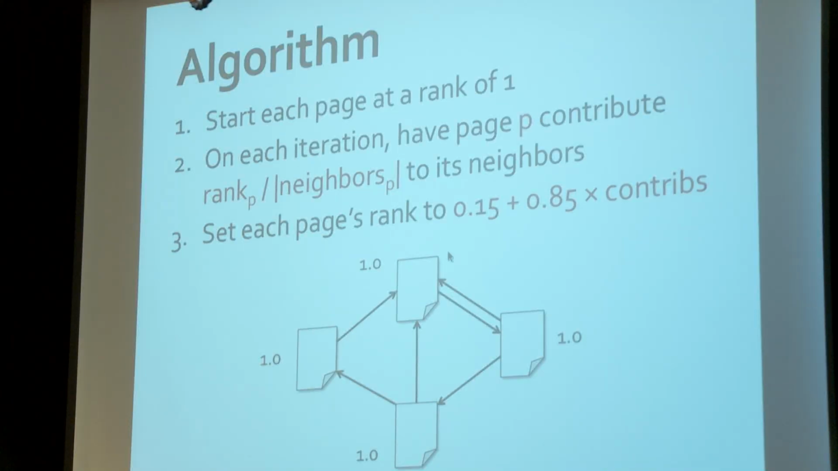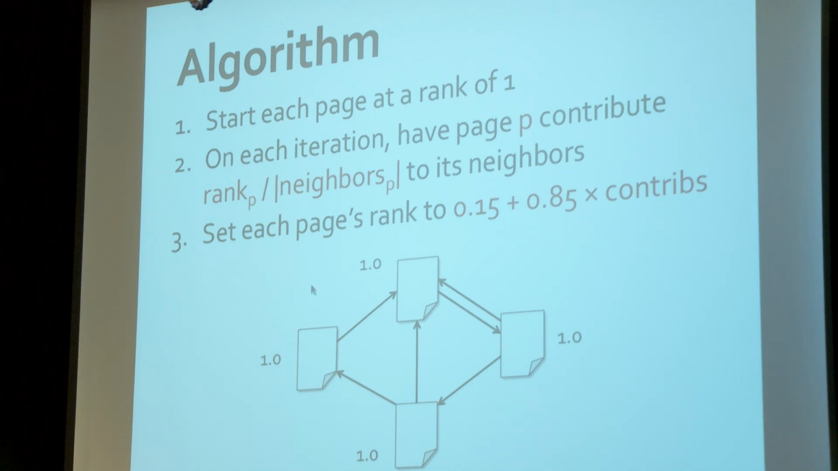The algorithm is actually a fairly simple algorithm. You start each page with an equal rank, and then you run iterations that update the rank to reflect the links pointing to them. Everyone starts with a rank of 1, and on each iteration, page P looks at its rank, splits it among all its neighbors, and sends a contribution of that value to each of its neighbors. Then after everyone receives their contributions, they update their rank using this formula. Basically, they take all the contributions they receive, and they keep a little bit extra just so you don't go to 0.